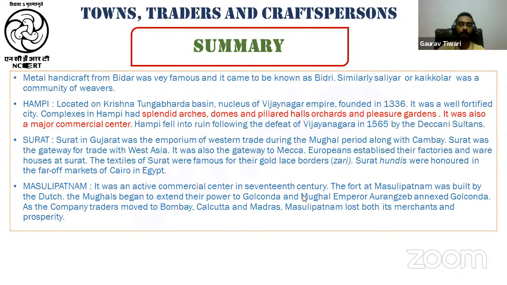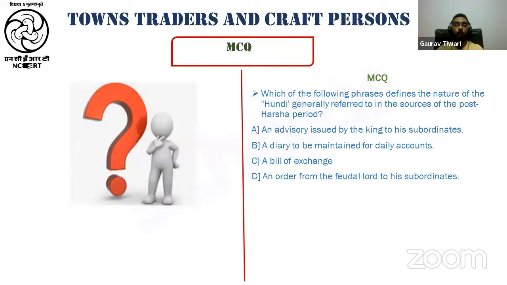Now, let's take up a couple of questions. Which of the following phrases define the nature of hundi, generally referred to in the sources of the post Harsha period? Post Harsha period में hundi क्या चीज थी? An advisory issued by a king to his subordinates, a diary to be maintained for daily accounts, a bill of exchange, an order from feudal lords to their subordinates. Now try to answer this question and then we'll start the discussion. This question came up in this year's Civil Services Examination 2020.